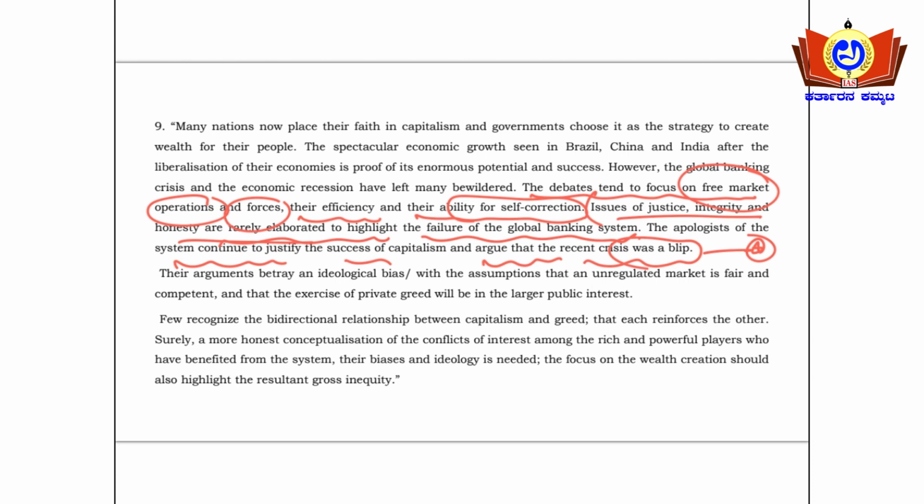Their arguments betray an ideological bias with the assumption that an unregulated market is fair and competent, and that the exercise of private greed will be in the larger public interest. Okay, so they are arguing for the unregulated market, which will be fair and competent, and that if at all there is a greed for profit, that will lead to a larger public interest.